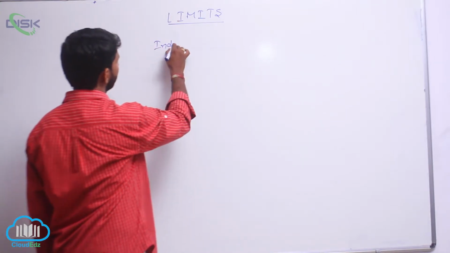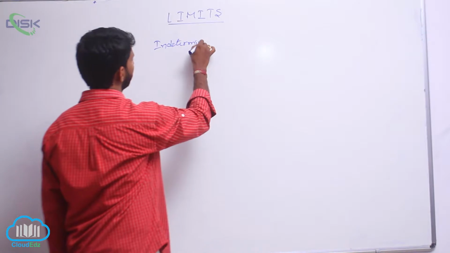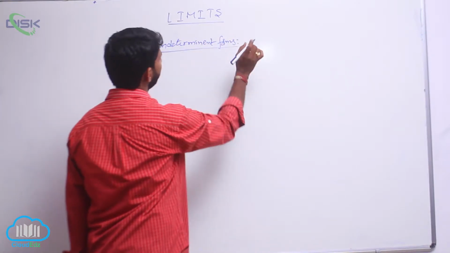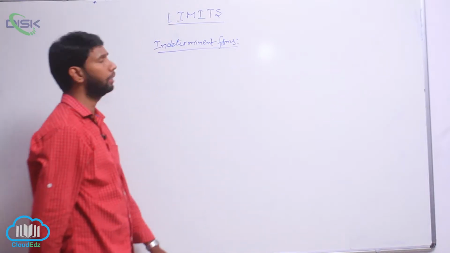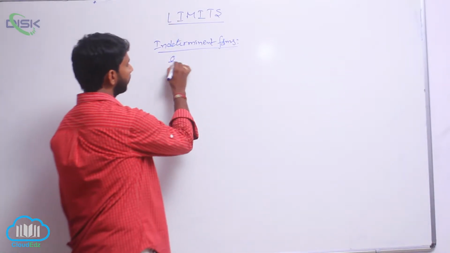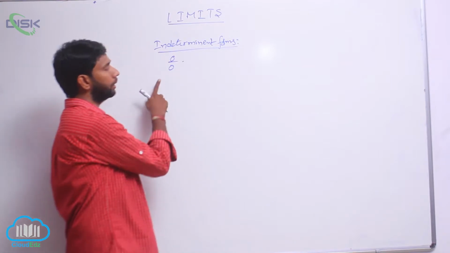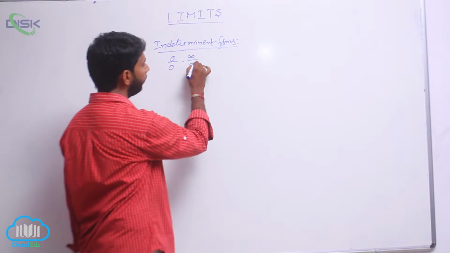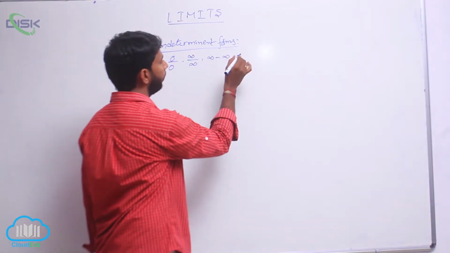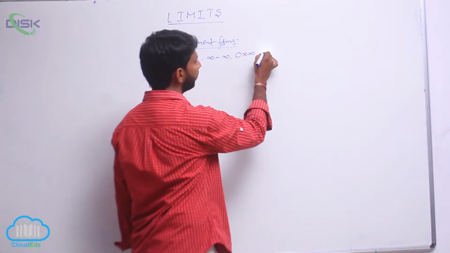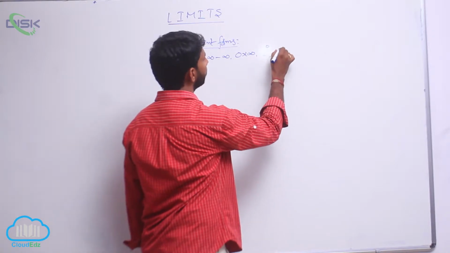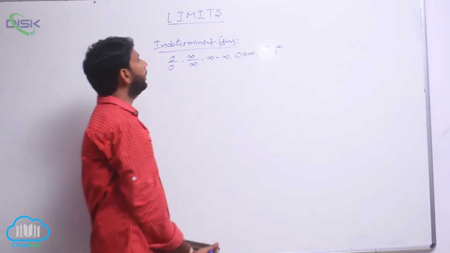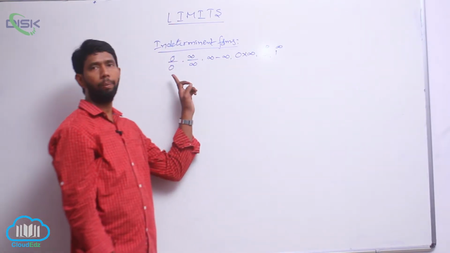Indeterminate forms. Any limit value of functions that are of the form 0 by 0, infinity by infinity, infinity minus infinity, 0 into infinity, 0 power 0, or 1 power infinity are said to be indeterminate forms.